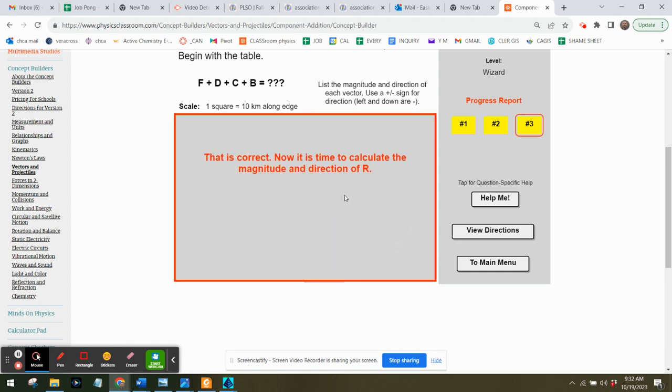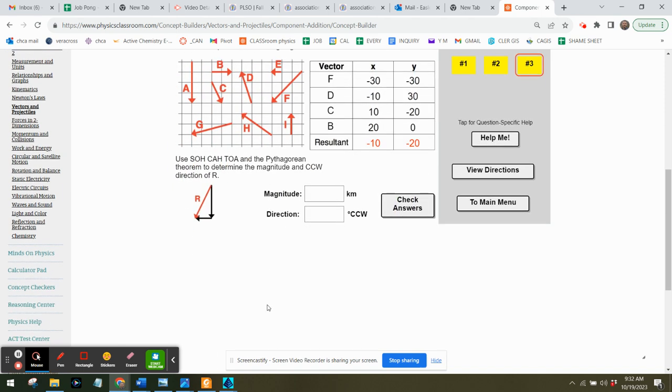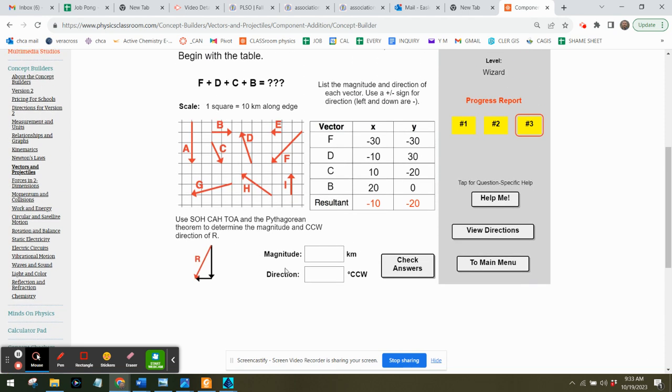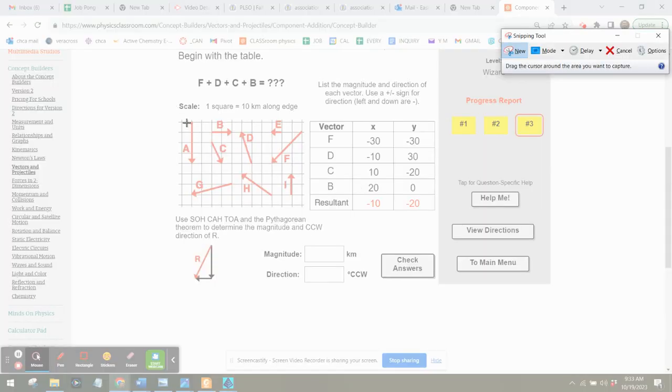All right, now for calculating the magnitude and direction. So here we're going to do a little bit of trigonometry, as we've talked about in the past. I'm going to try to take a screenshot here so I can sketch on this. Let's see if this works.